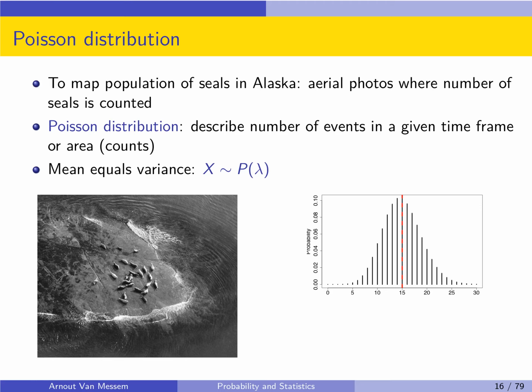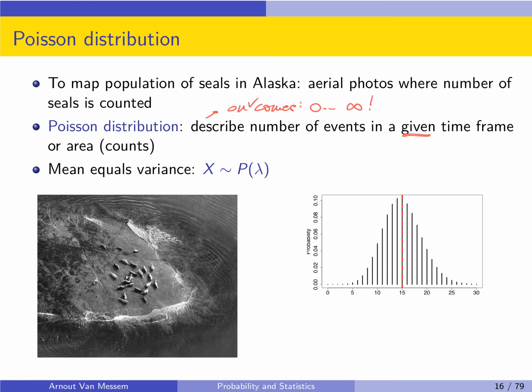And then the final discrete one that we will discuss is the Poisson distribution. This distribution could be used, for example, to map the population of seals in Alaska. So you would take aerial photos and then you just count the number of seals over a certain area. So a Poisson distribution in general describes the number of events in a given time frame or in a given area. So you count, but always within a certain limitation. So within a certain time frame or within a certain area. The possible outcomes for this distribution are 0 to infinity. So theoretically, you can have any natural number as an outcome.